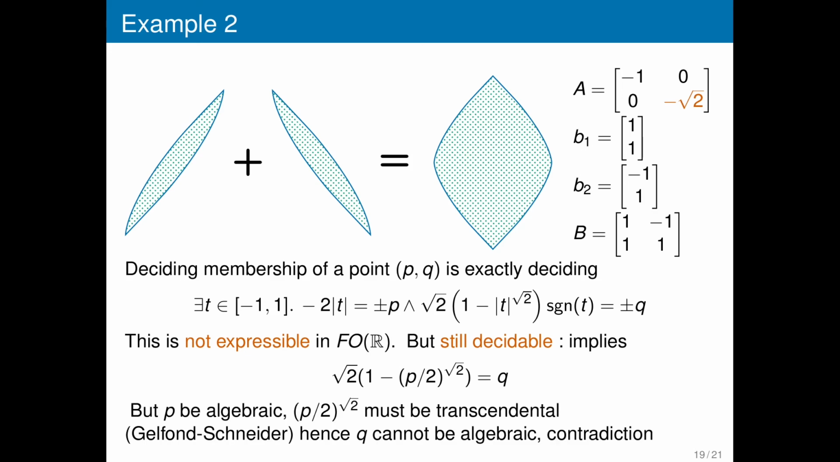However, in practice, p and q must be algebraic numbers in order for them to be describable to the computer. It turns out that if p is algebraic, then p over 2 raised to the square root of 2 must be a transcendental number by the Gelfond-Schneider theorem, and hence q cannot be algebraic, which is a contradiction. In other words, the boundary of this reachable set does not contain any pair of algebraic numbers, and therefore the problem is decidable by the argument that I've said before. That is, the problem is decidable if the target point is not on the boundary.